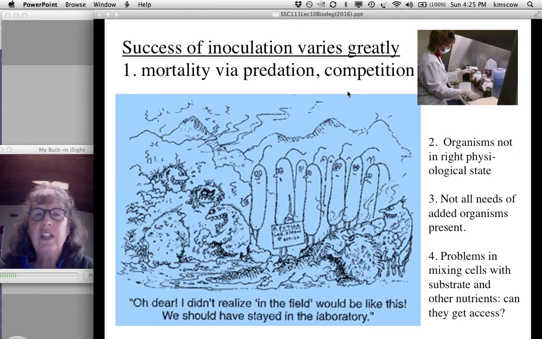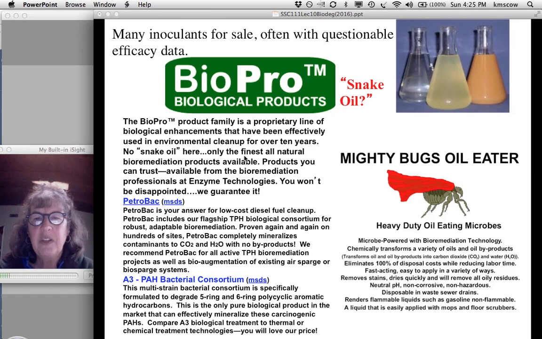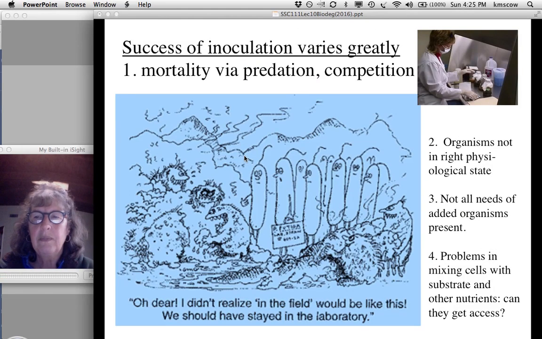So the success of inoculation varies greatly because you have a lot of issues. Organisms that grow up in labs, in these cultures, are usually only a couple of kinds, Bacillus, Pseudomonas, the same players that wind up in all these inoculants because they're really easy to grow and they have a shelf life. They hang around when you put them in the product. But once they hit the soil, they're going to have to deal with predation and competition. Here's a really great cartoon that's showing these organisms coming into the environment to do their great job.